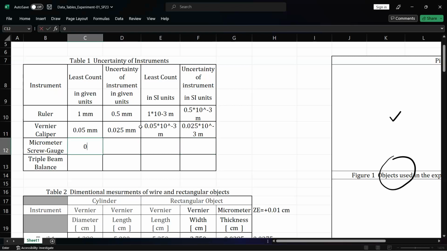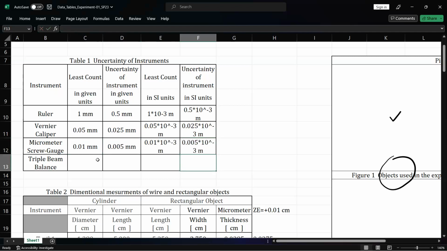And the screw gauge, 0.01 millimeter level, 0.005 millimeter is the uncertainty. Then this is going to be 0.1 times 10 to the power minus 3 meters, 0.01 times 10 to the negative 3. Then this is going to be 0.005 times 10 to the power minus 3.